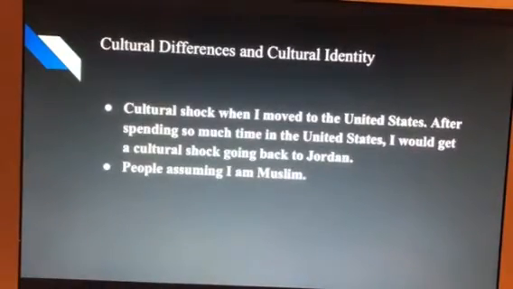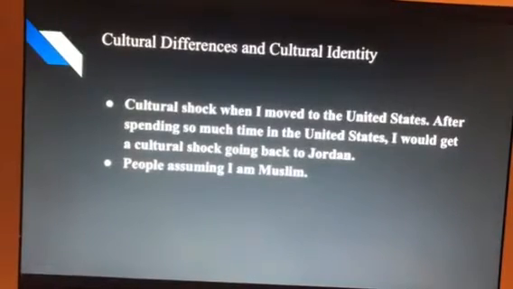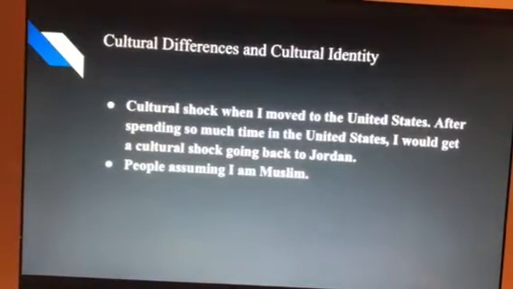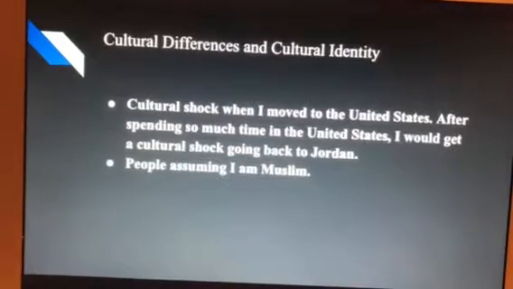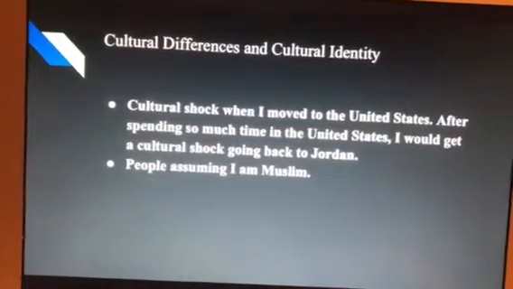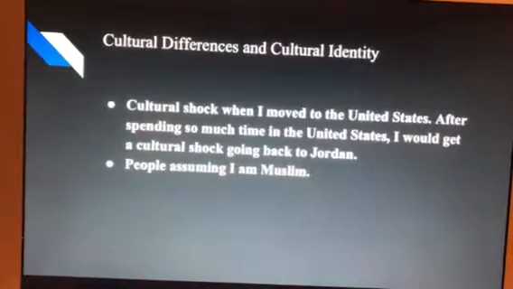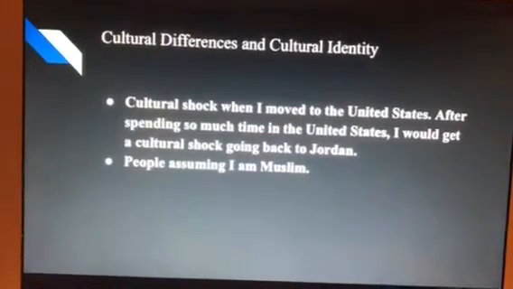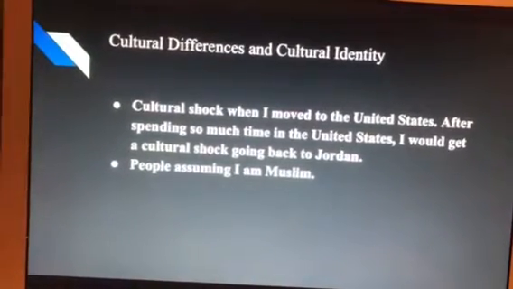Cultural differences and cultural identity. An example of a cultural difference is when I went to the US and I saw how people think I can wear something that reveals my skin, unlike in Jordan, where I cannot. Cultural identity: people assume that I am Muslim because I come from a Middle Eastern country. When I say that I'm Christian, I'm talking about myself and for myself.